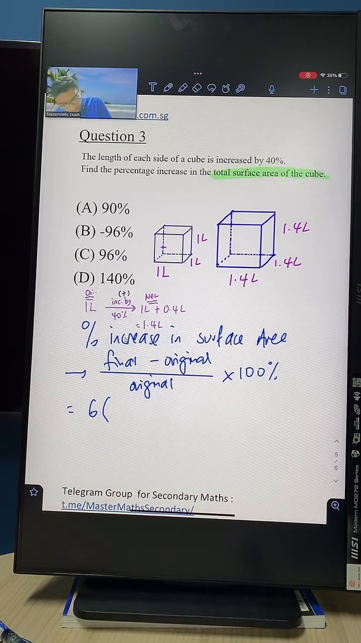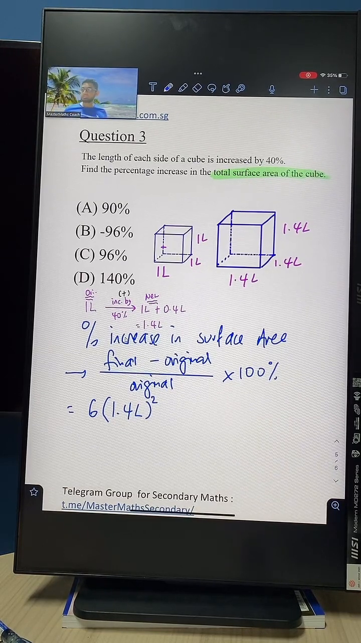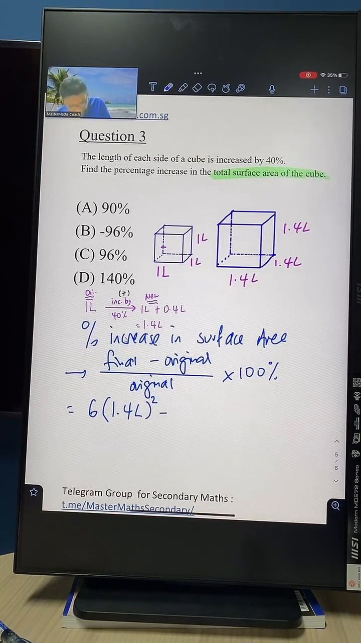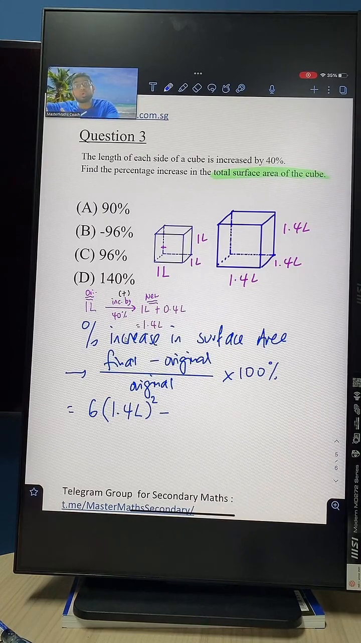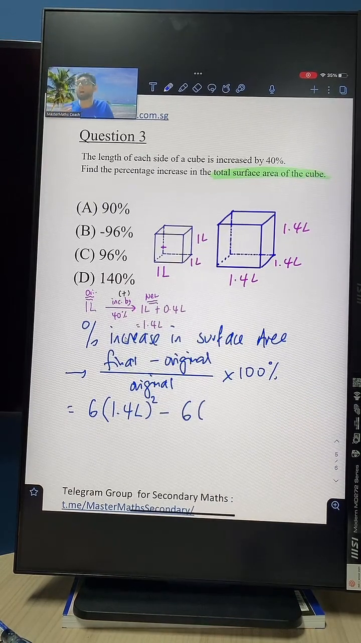Okay, it is a square. 1.4L times 1.4L, and that is essentially just (1.4L) squared. You just square, that's the same thing. Right? Haziq Johari says 6 as well. Fantastic. Okay, now you take this minus the original cube surface area, which is also 6 times of what?